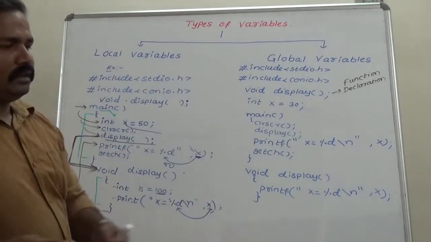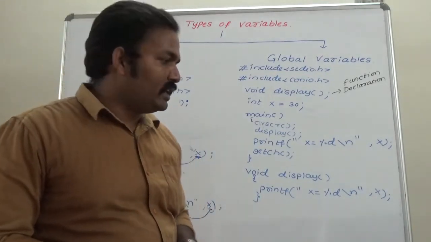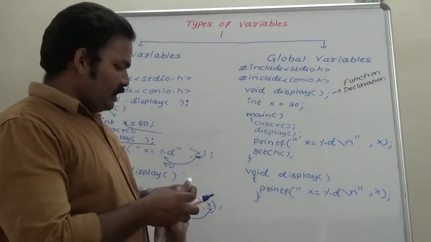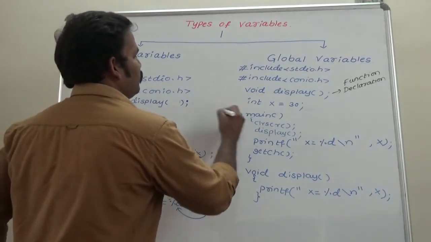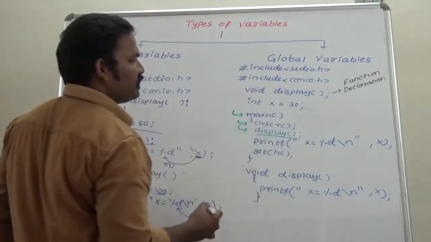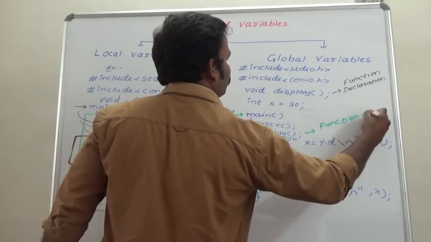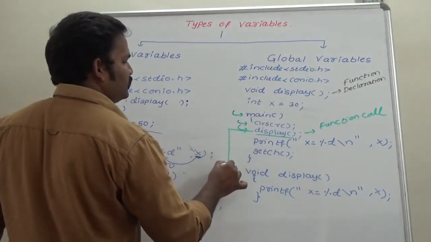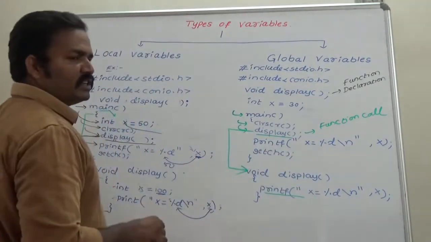Right. So after running this program, what is the output we get? So we'll see. Program execution starts from the main function. And whenever execution control encounters a function call, so this is a function call, the execution control is transferred to the function definition and it will execute the statements in the function definition.